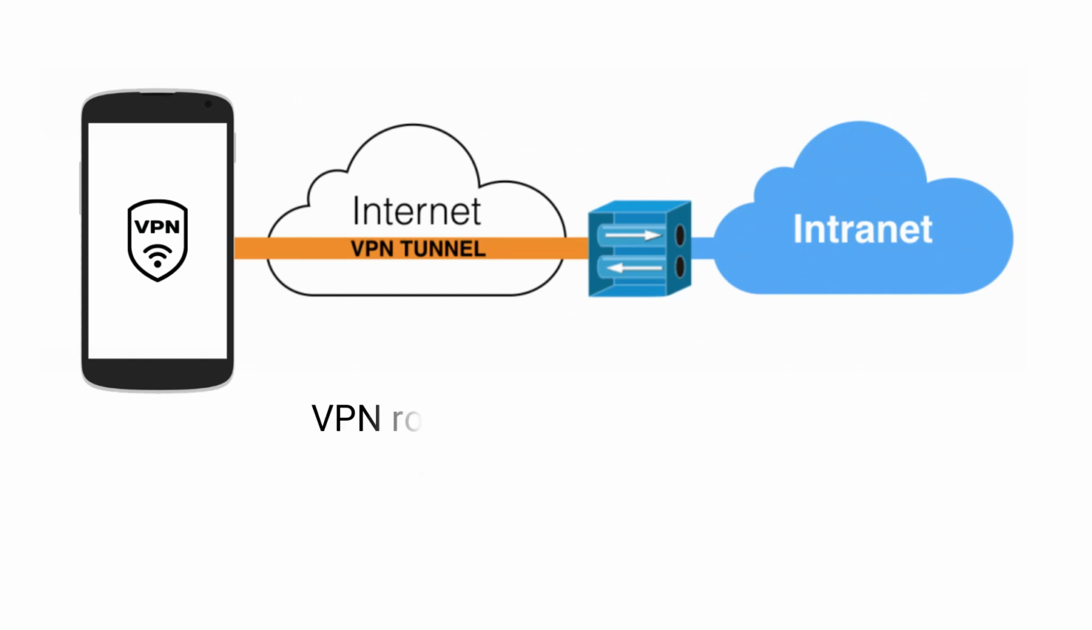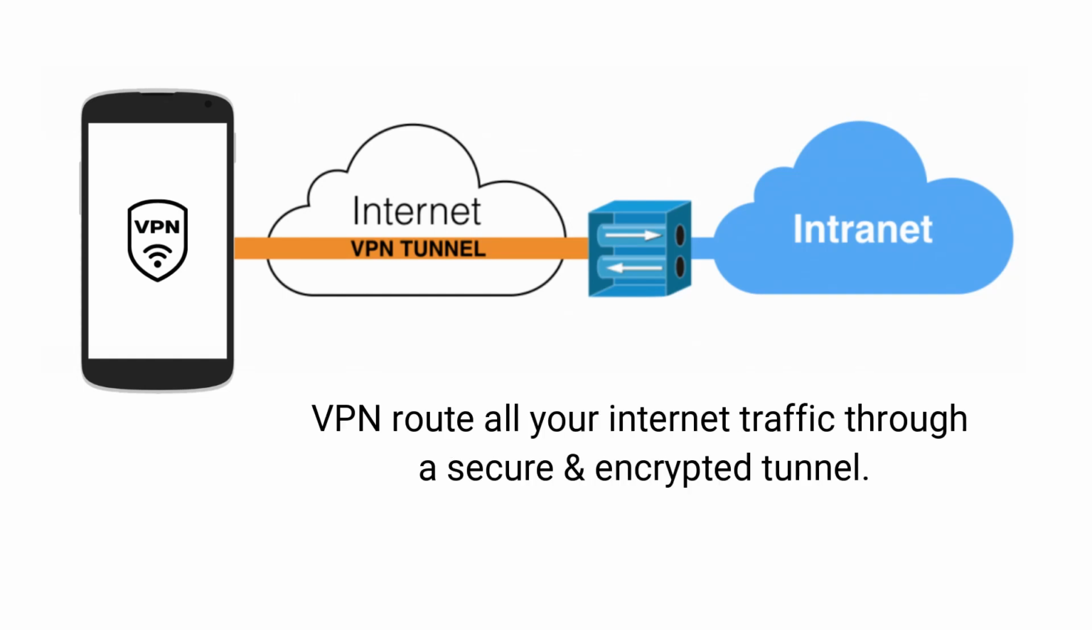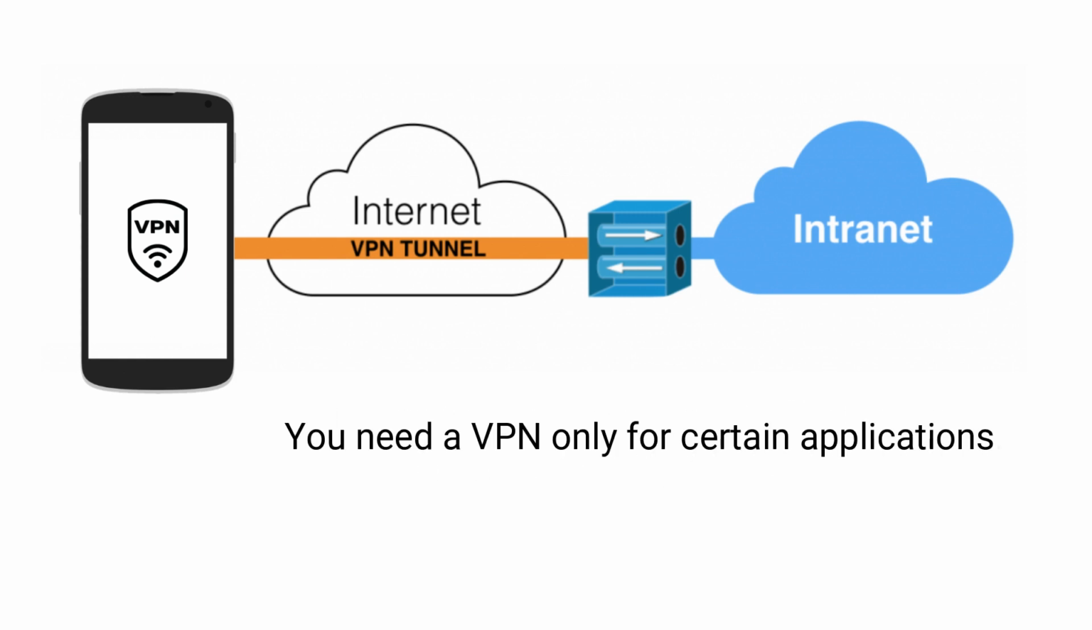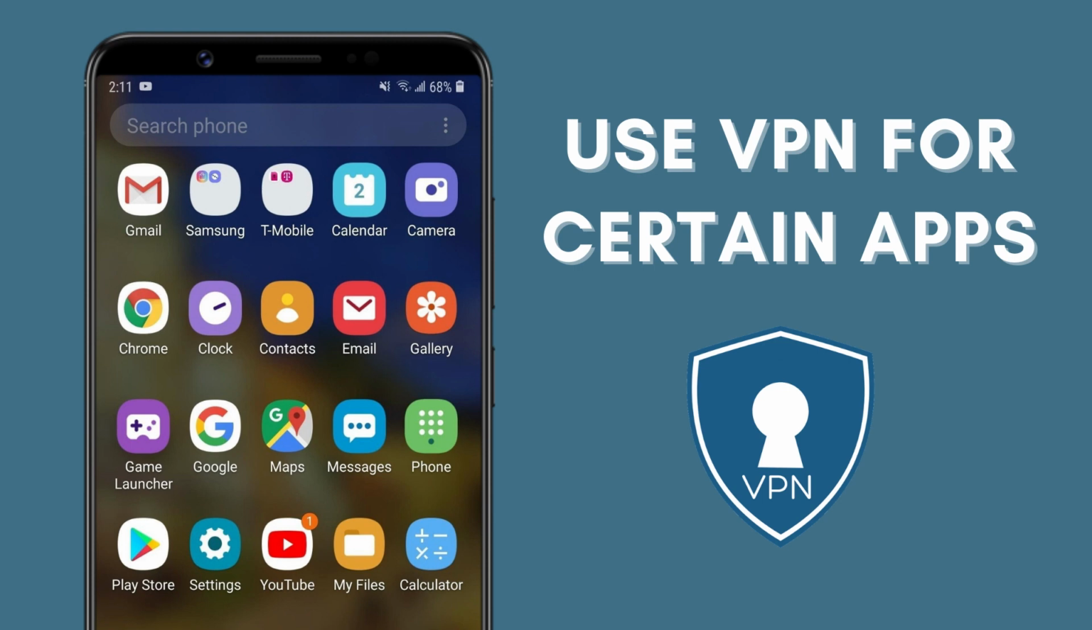By default, a VPN routes all your internet traffic through a secured and encrypted tunnel. But the thing is, you are most likely using a VPN because you need it for a specific application, and most of the time don't need it to route your entire internet traffic. So, this video will guide you how you can selectively use a VPN for specific apps on your Android phone.